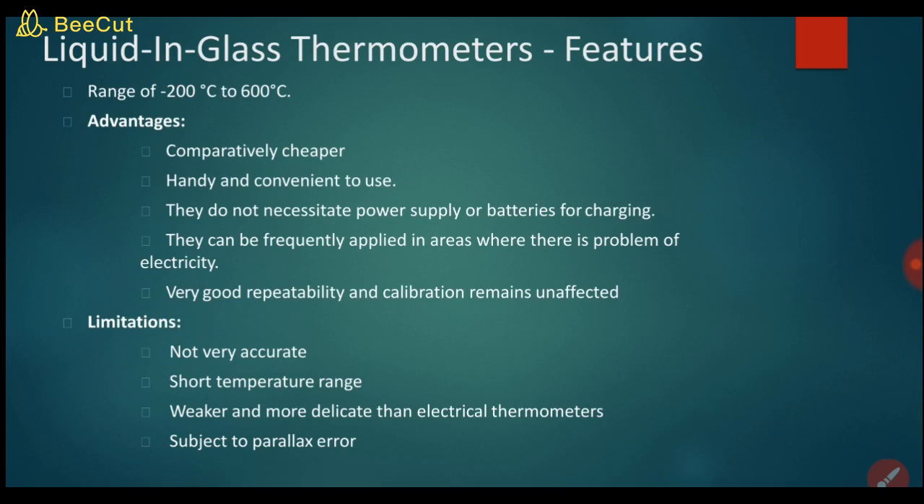there are some features of the liquid in glass thermometers. As you see, they are comparatively very cheap, handy and convenient to use. They do not necessitate power supply or batteries for charging. They can be frequently applied in areas where there is a problem of electricity, very good repeatability, and calibration remains unaffected. So if we talk about its disadvantages: not very accurate, short temperature range, weaker and more delicate than electrical thermometers, subject to parallax error.